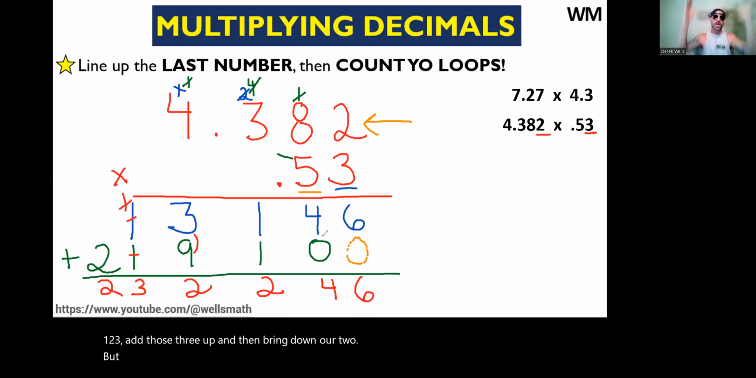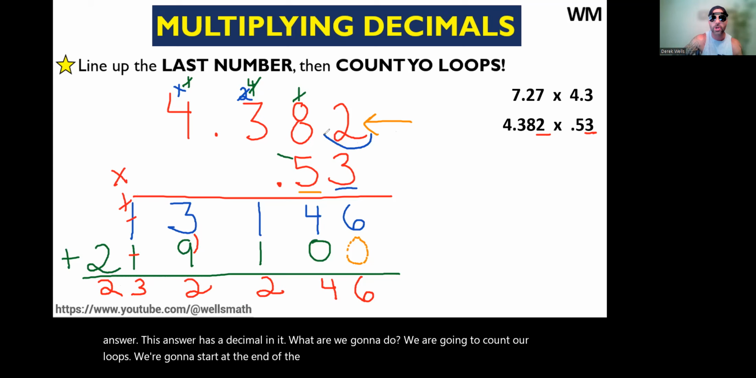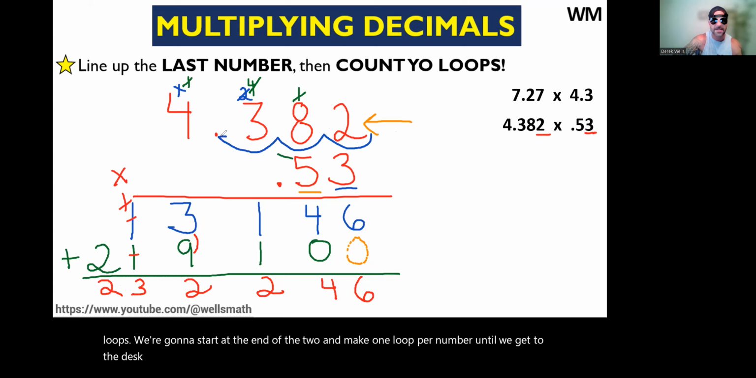But where's our decimal going to go? This is not our actual answer. These are the numbers in our answer. This answer has a decimal in it. What are we going to do? We are going to count our loops. We're going to start at the end of the 2 and make 1 loop per number until we get to the decimal, which is like the stop sign.